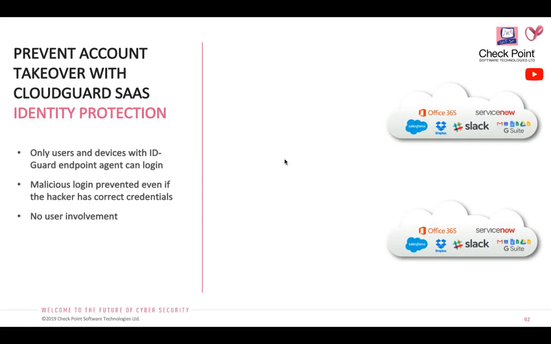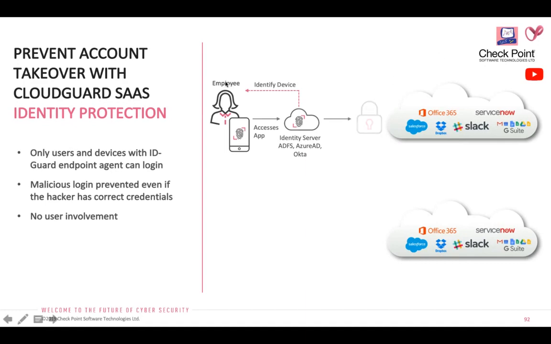For example, if you take a look at this deck, we can see that once the employee requests an application, the moment the request is sent, it is intercepted by your identity server. It could be Okta, Azure AD, or ADFS, etc. The identity server asks the employee to prove their identity. Let's say the employee has the agent installed on their system.